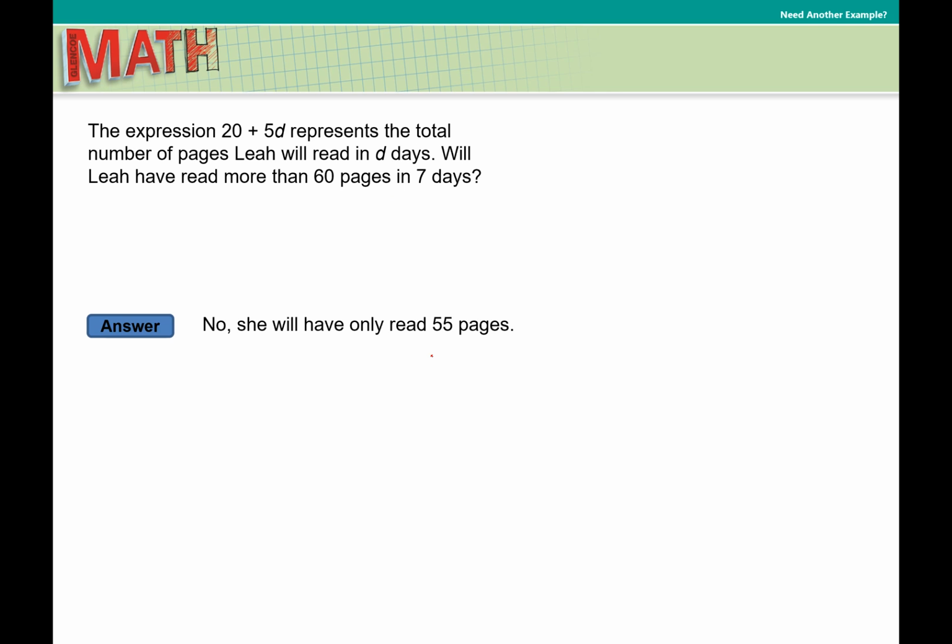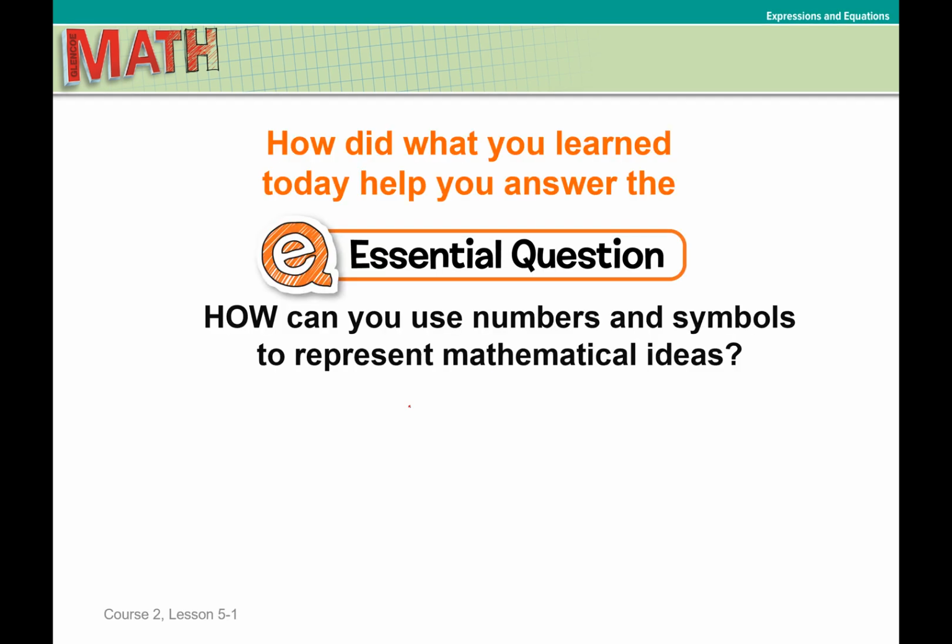Okay, the answer again is no, she will have only read 55 pages. Okay, so we introduced algebraic expressions today, using variables and using different numbers to plug in for those variables, and then that order of operations: parentheses, exponents, multiplication, division, addition, and subtraction.